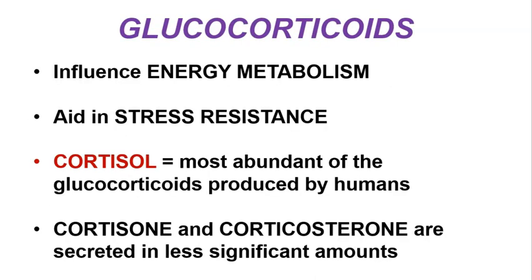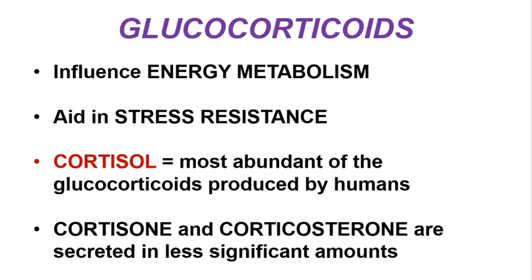Next, we see that the glucocorticoids are a family of hormones that influence energy metabolism, that is, energy production of most cells, and the glucocorticoids also aid in long-term stress resistance. They promote the increase of blood glucose by breaking down fats and proteins in order to use those for energy, so that the body can survive long periods of stress.